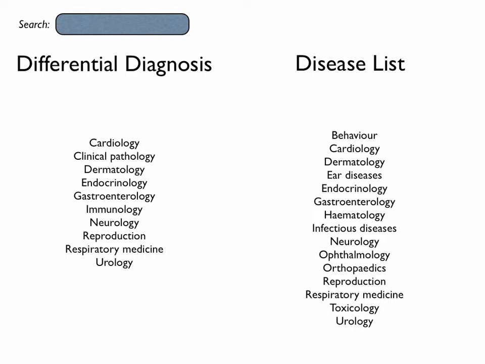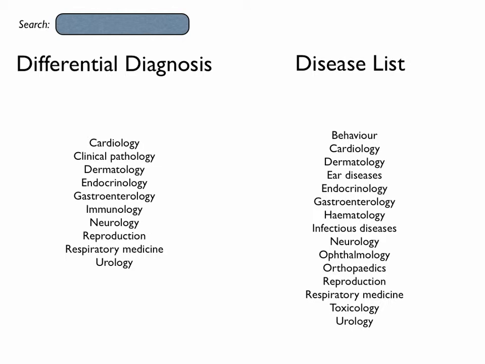This then is the home page. Now, clicking a home link from anywhere in the app will bring you back to this page. As you can see, there are two lists. On the left, we have the differential diagnosis list.